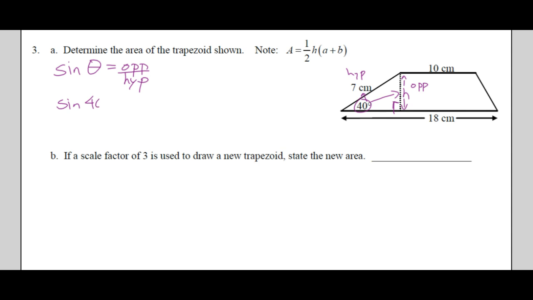The sine of 40 degrees is equal to h, which is kind of a weird letter to use because it could be a hypotenuse, but it's height, divided by 7, which is the actual hypotenuse. So h is equal to 7 times the sine of 40 degrees. Now, on the calculator, I write out 7 times sine 40, make sure your calculator's in degrees, and hit enter. You get a number. What is that number? 4.5, exactly 4.5?